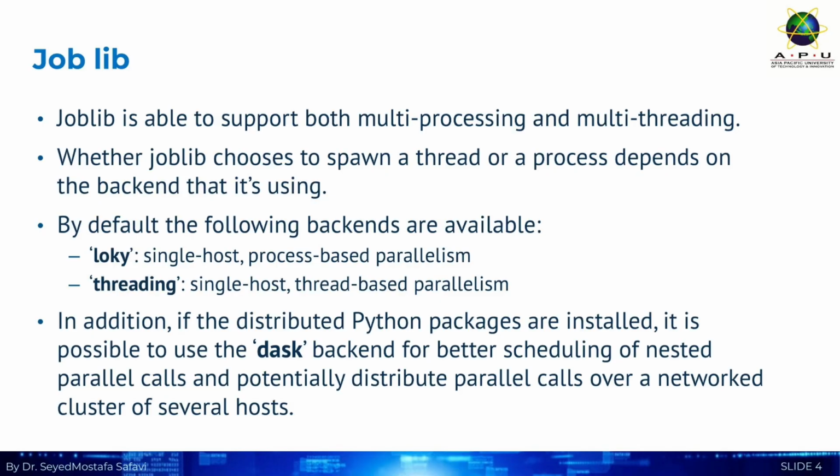Meet Joblib, our task manager. Joblib is an incredibly useful Python library because it supports both multiprocessing, new factories, and multi-threading, new workers. It intelligently decides which one to use based on its backend. The default backends are loky, which prefers creating new processes for better isolation, and threading, which uses new threads within the same process. I like to think of Joblib as the traffic cop, directing parallel operations to the most efficient route. Notice the option for Dask. That's our hint that we can even scale this traffic cop to a network of computers.